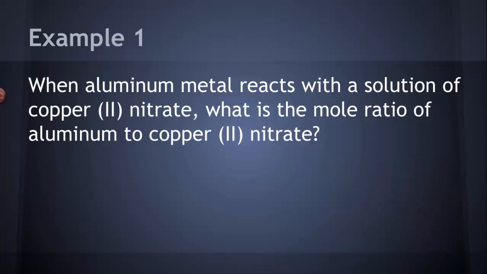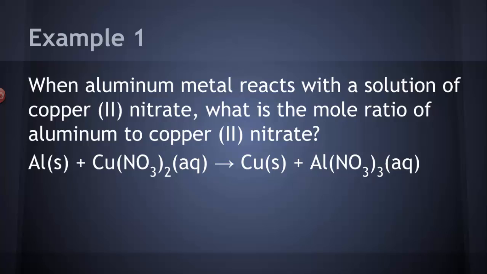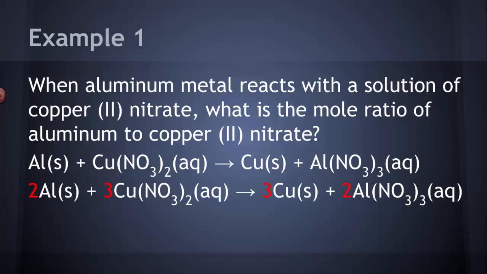All stoichiometric problems begin with a balanced equation. Okay, so here's an unbalanced equation. This is aluminum, copper 2 nitrate, combining or reacting, single displacement reaction, to form copper metal and solid aluminum nitrate. Nothing new here. We've done plenty of this before. I need to balance this, so let me put in my coefficients. So 2, 3, 3, and 2, the way I have it written here.